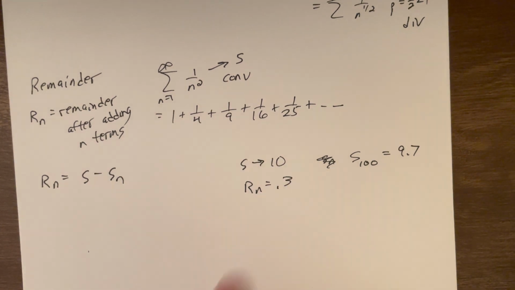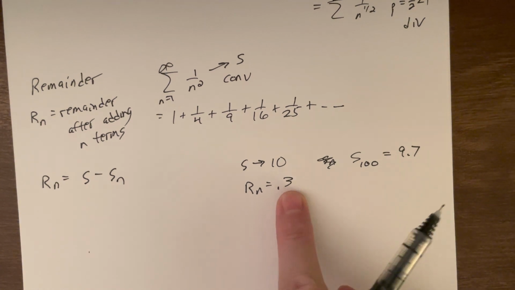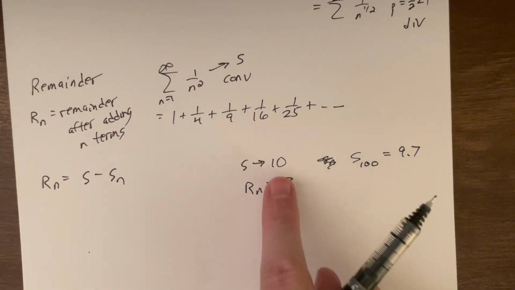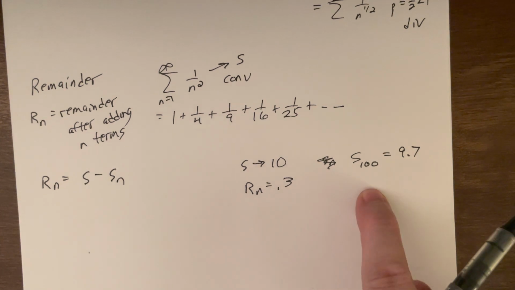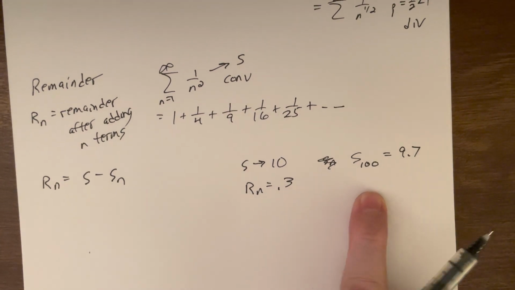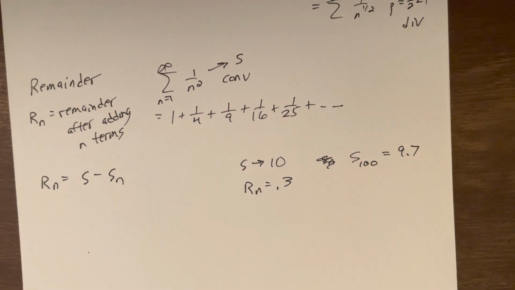So if we know how to figure out our remainder, we can start figuring out, like if we are an engineer and we need to be accurate to the nearest 100th, well, we need to keep going. My remainder is not close enough. If I want to be within 100th of this, I need to have something like 9.99 or better. So that remainder is not enough, keep going. And the integral test really helps a lot with the remainder.